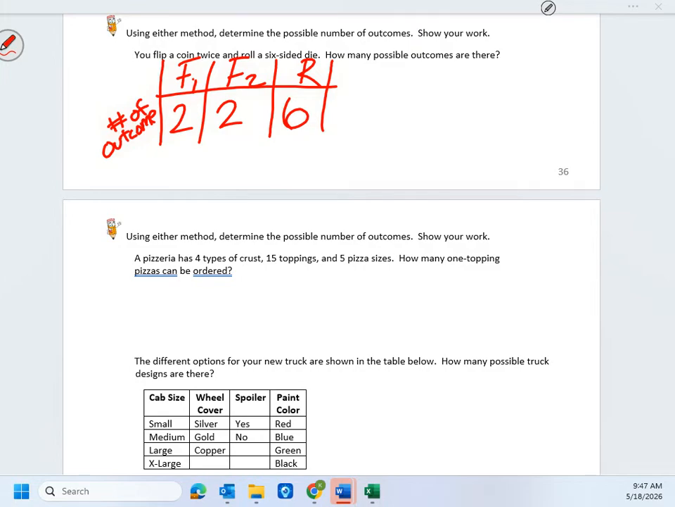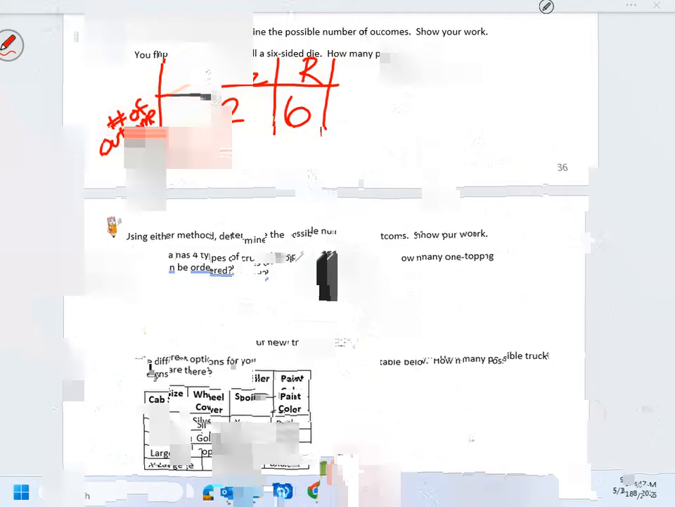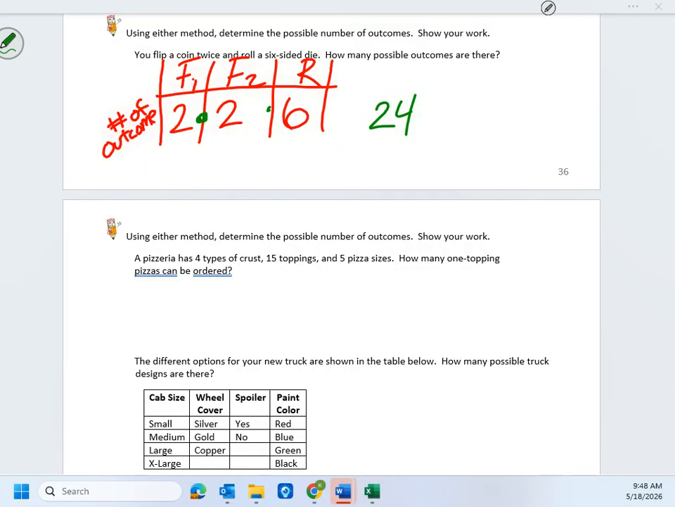What do I do now? How many possible outcomes are there? What do you think? Michael, 24. How did you get 24, Michael? 2 times 2 times 6. 2 times 2 is 4. 4 times 6 is 24. Bam. 24 possible outcomes. So be careful.